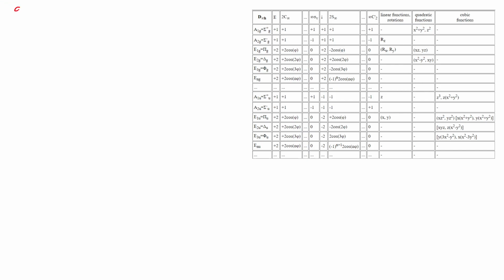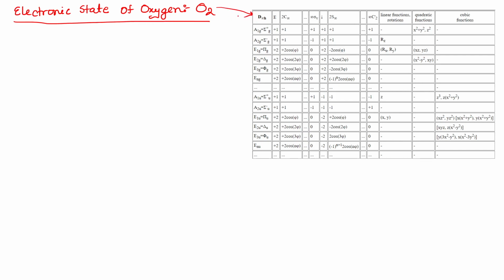So that is the case, the electronic state of oxygen. Okay, that is your O2, homonuclear diatomic. So it belongs to the point group D infinity h, right? Now this is the character table. So what is the electronic configuration?